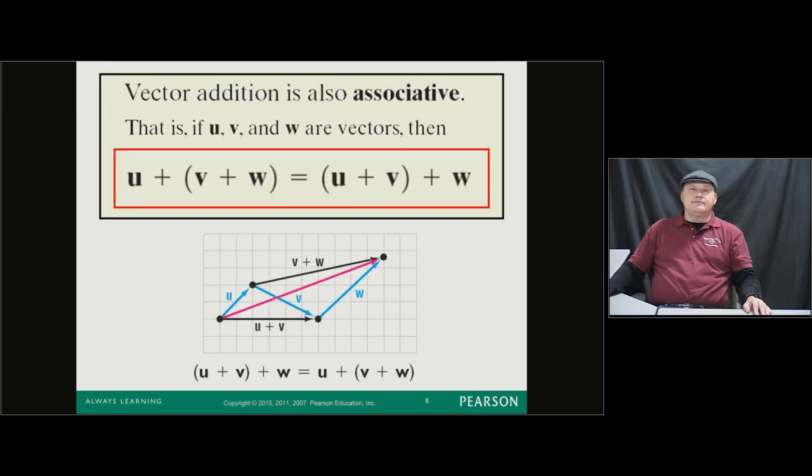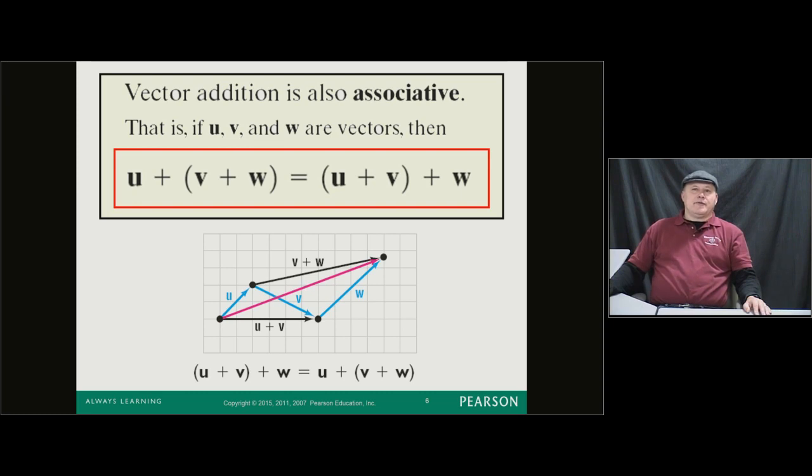So vector addition is also associative. If you have three vectors, U, V, and W, you can add the last two vectors first and then add vector U, or you can add vector U plus V, the first two vectors, and then finally add vector W, and you end up in the same location.